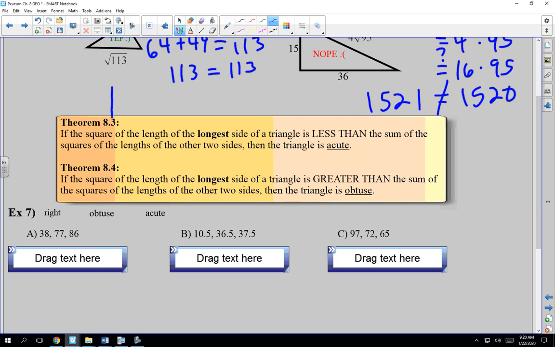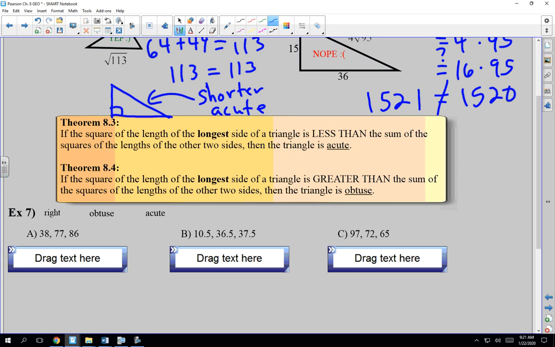the way I remember it. Here's my right triangle. If the square of the length of the longest side is less than, if this right here becomes less than the sum of the squares of the other two legs, what's that going to do to that right angle? It's going to shrink it in, right? Make it acute. So as this gets shorter, it will be acute. And then if it's longer, it kicks it out.